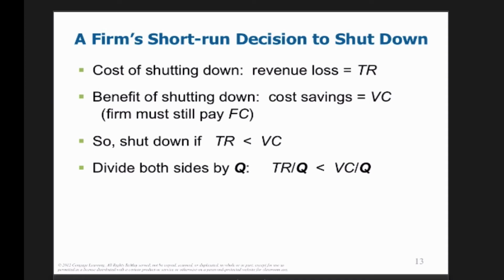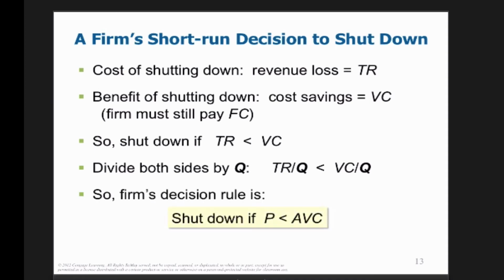Divide both sides by your quantity. Total revenue divided by quantity, variable cost divided by quantity. And if your price is less than your average variable cost, you have to shut down.